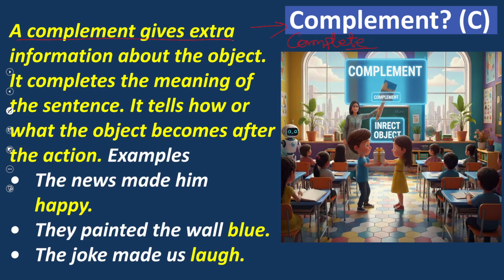A complement gives us extra information about the object. Yes, a complement is a thing that gives extra information about the object. It completes the meaning of the sentence. This is what I said a little bit before. It tells how or what the object becomes after the action. Yes. Now, look at these examples.